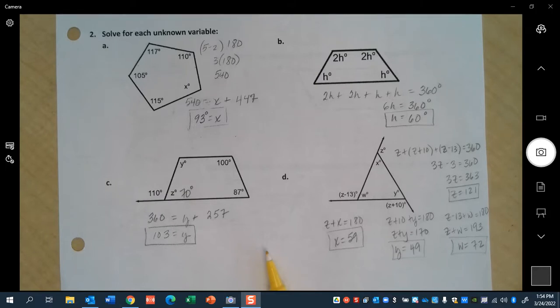If I have a quadrilateral, my first step here is to don't forget your linear pairs. The hardest thing about geometry is nothing goes away. Everything goes. So we're still talking about supplementary. We're still talking about linear pairs. We're still talking about consecutive interior angles. We're still talking about alternate interior angles.